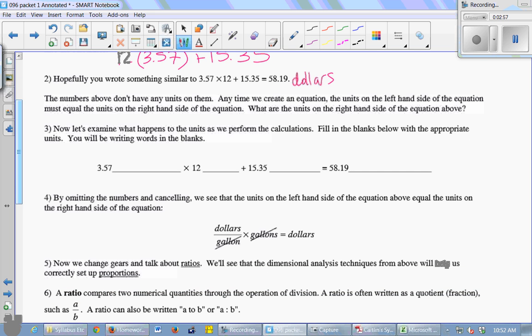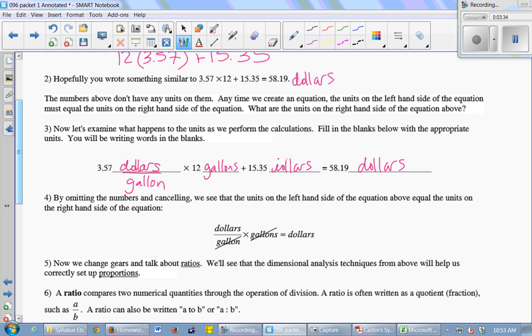Okay, so this $3.57, what are the units on that? Dollars per gallon, right? That's the price of the gas. So this is dollars per gallon. And then what are the units on the 12? Just gallons. That's how many gallons you bought. And then what are the units on the 15.35? Dollars. That's how much money you spent in the store, right? And the units on the 58.19, we said that was dollars, right?